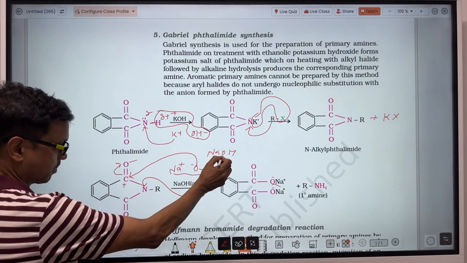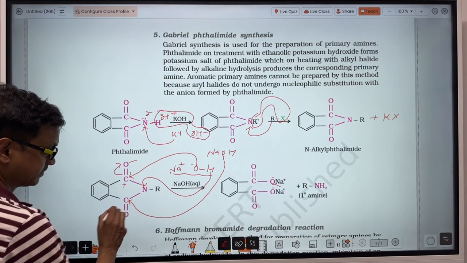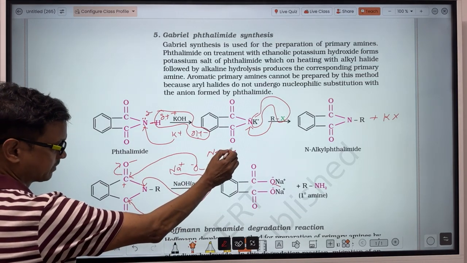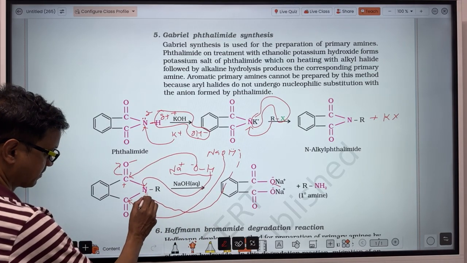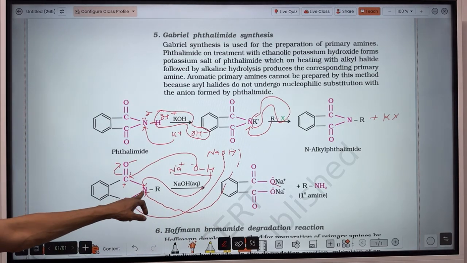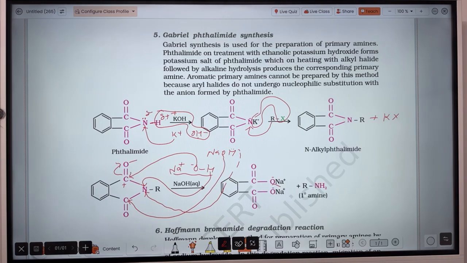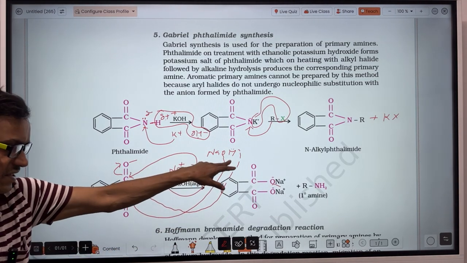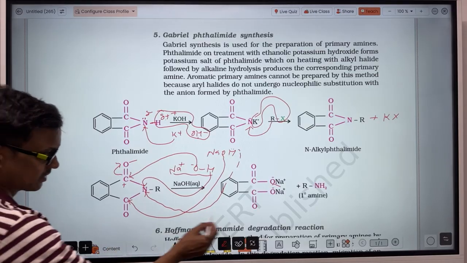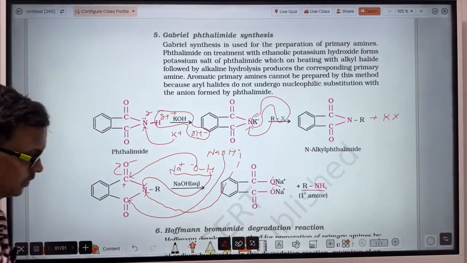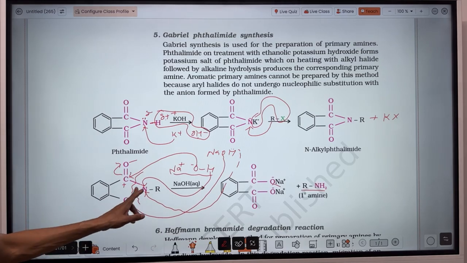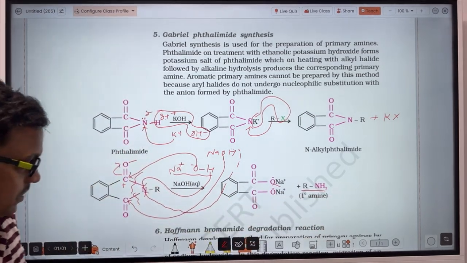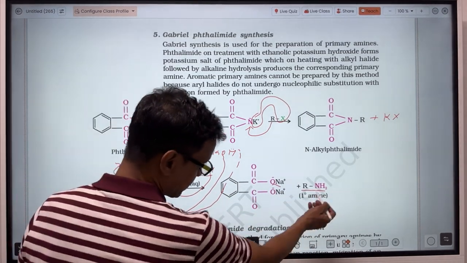So here this oxygen will again combine to this carbon, and the hydrogen left will bond again to this nitrogen. So to this nitrogen, two hydrogens will get bonded, one from this NaOH and one from this NaOH. As a result, there is formation of R and NH2. The bond will dissociate from there, and that will form R-NH2. So it is an amine, and it is a primary amine.